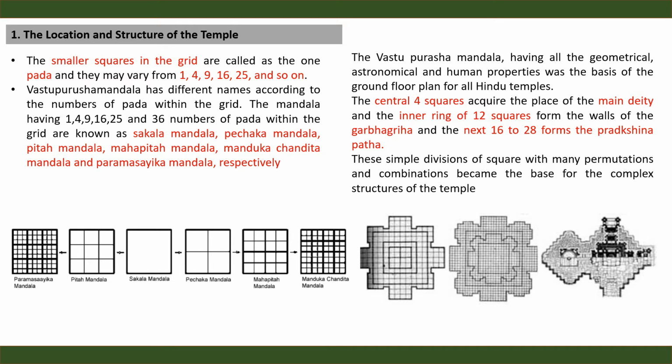The central 4 squares acquire the place of the main deity, and the inner ring of 12 squares forms the wall of the Garbhagriha, and the next 16 to 28 form the Pradakshina Pada. These simple divisions of the square, with many permutations and combinations, became the base for the complex structures of other temples.